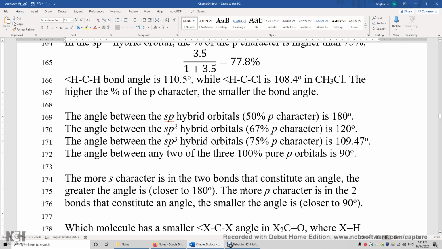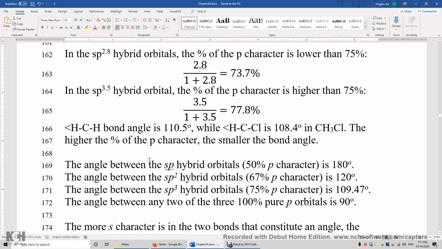So now we can tell the more s character is in the two bonds that constitute an angle, the greater the angle is. Whereas the more p character is in the two bonds, then we have a smaller angle, closer to 90 degrees. And this explains why this H-C-H bond angle is slightly greater than 109.5, and this H-C-Cl is slightly less than 109.5.